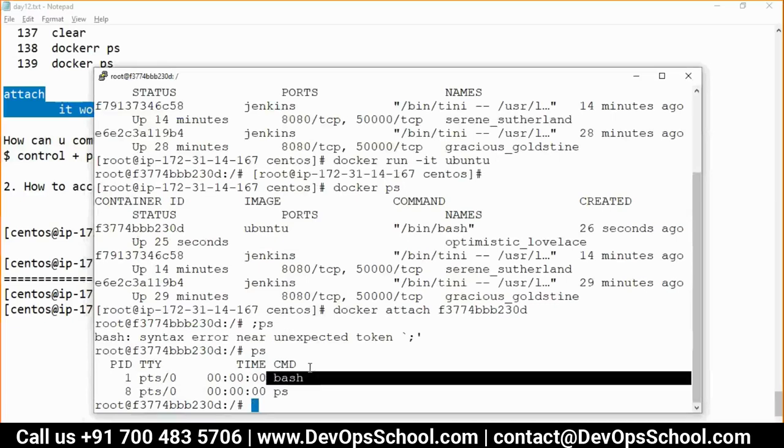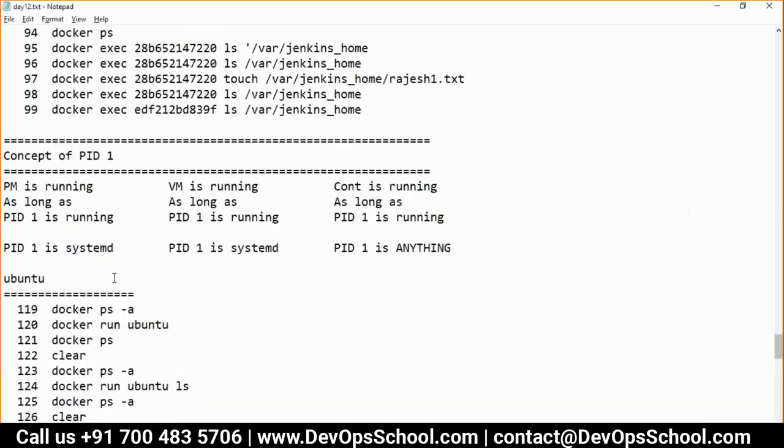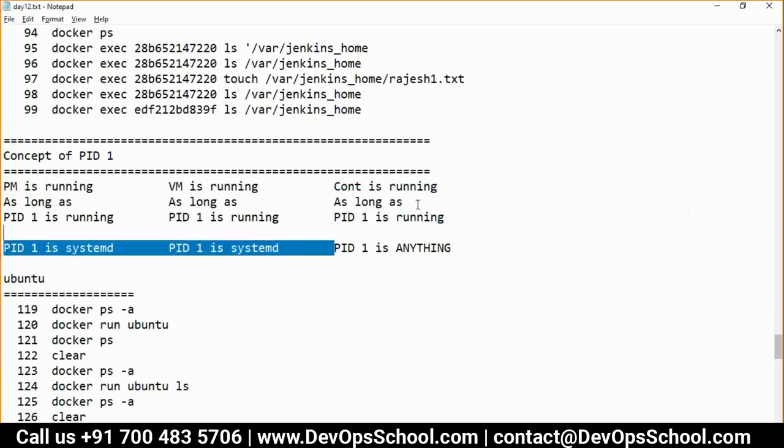See. So guys, what I was trying to tell you here, let's recap the things. Concept of PID1. So understand that, hard code this statement. Container is running only as long as PID1 is running. PID1 is decided by the developers of the image. Here in the container, PID1 can be anything.